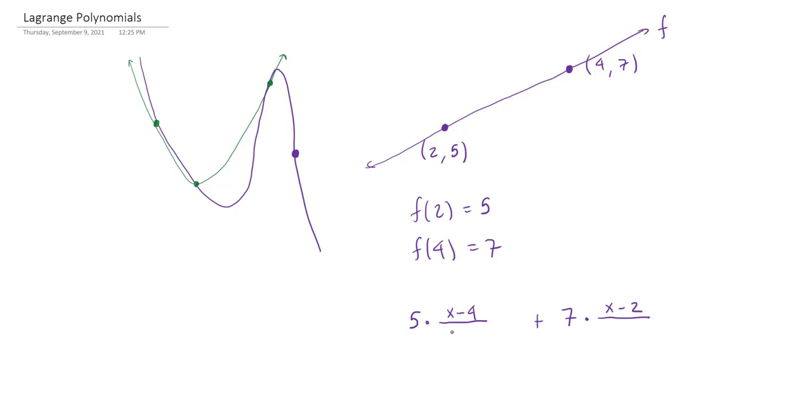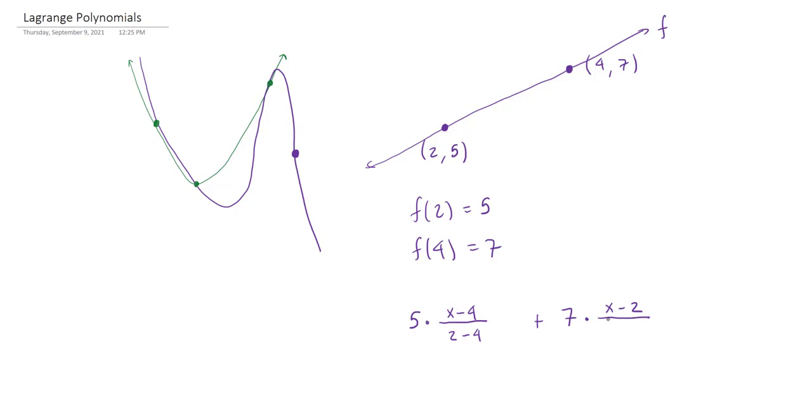Well, here's how I can make that happen. I'm going to divide by 2 minus 4. Right? The 2 came from exactly here. I just divide by 2 minus 4. And now when x is equal to 2, I get 2 minus 4 over 2 minus 4. Hey, 2 minus 4 over 2 minus 4 is 1. Multiply it by 5, and I get 5.